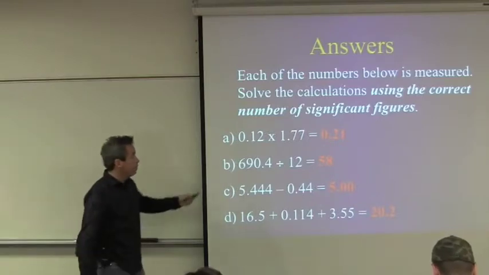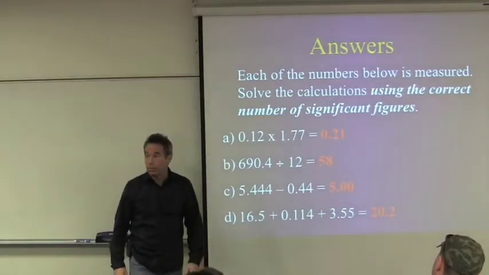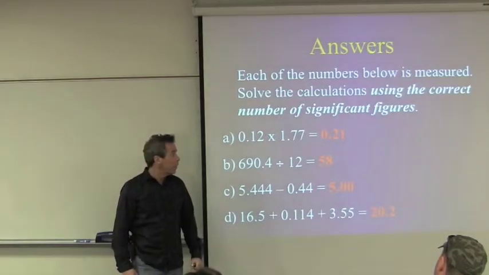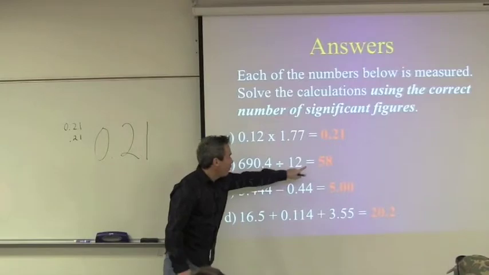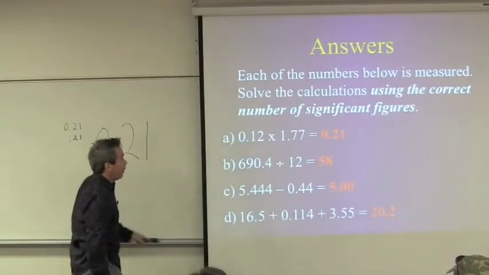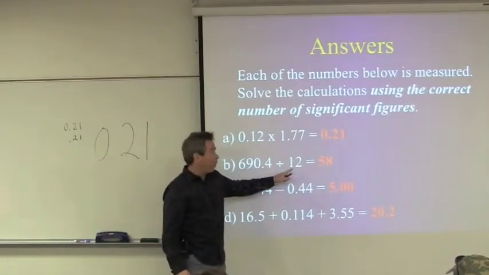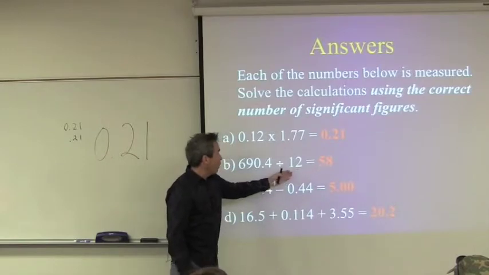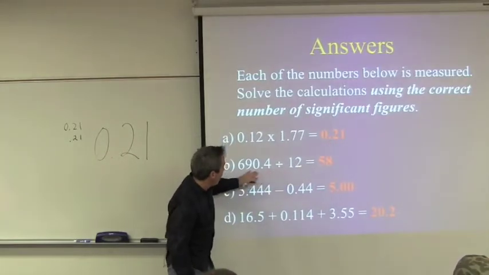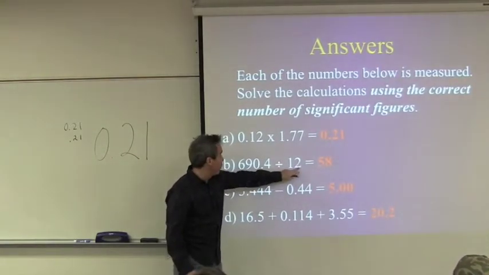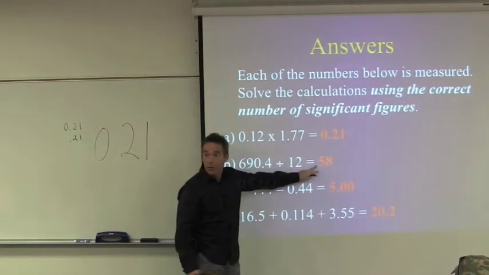Let's look at A. Any questions on A? Let's look at this one. 58, multiplication and division. So the answer should have the same number of significant figures as the measured value with the least number. So 2 significant figures, 4. So my answer is going to have 2.